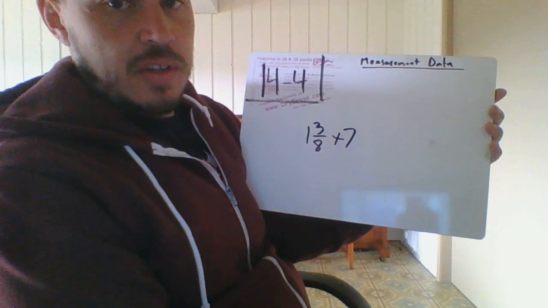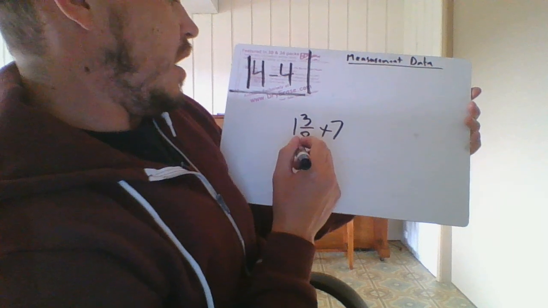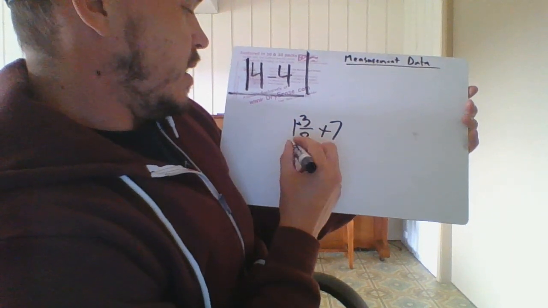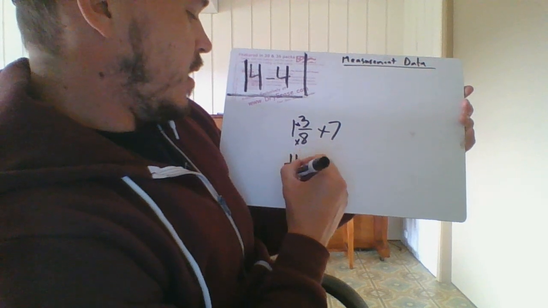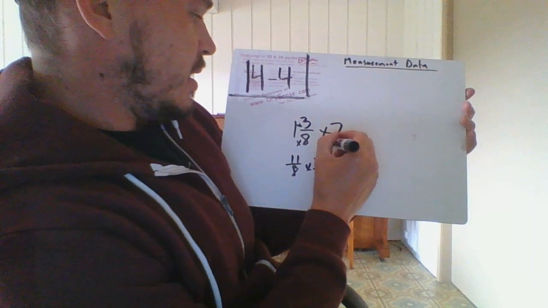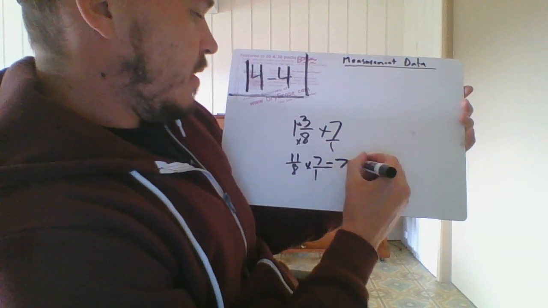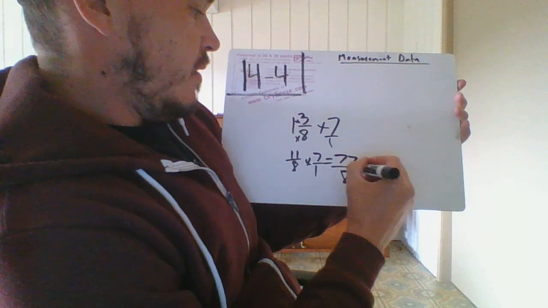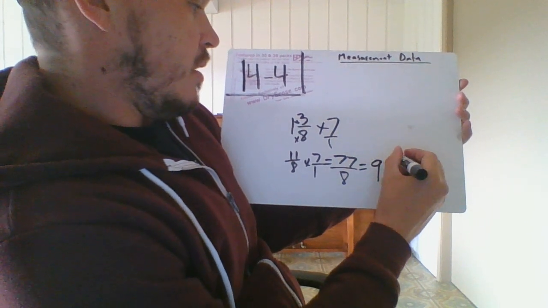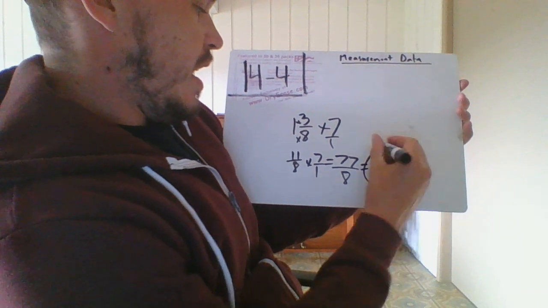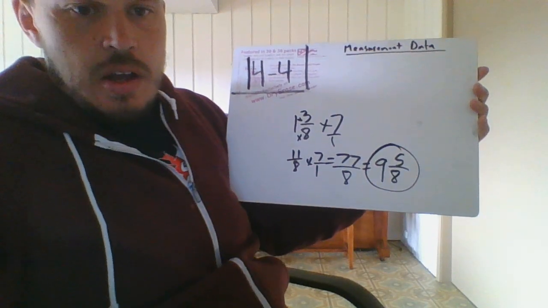I'm going to briefly go over how to multiply a mixed number by a whole number. Remember, you do times and plus. 8 times 1 is 8, plus 3 is 11/8, times 7/1, which is 77/8. 8 times 9 is 72, which gives me a remainder of 5. So I'd have 9 and 5/8. That's what I would get when I would add all that up.